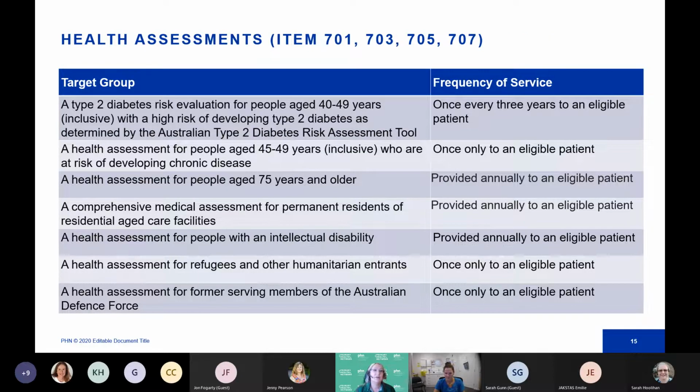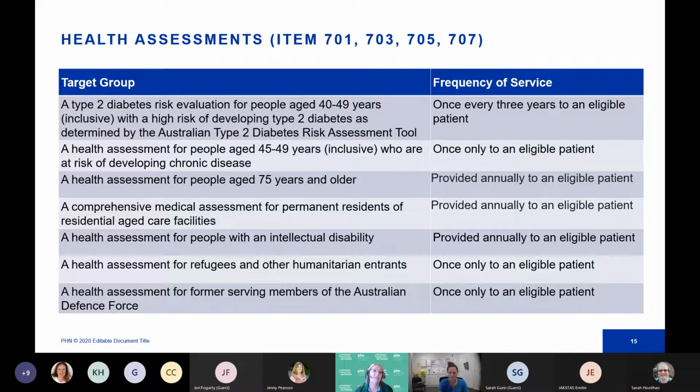Health assessments. So here is a list of your health assessments that you can claim. You have your type 2 diabetes risk assessment. That's done once every 3 years for eligible patients. For an eligible patient, I would be focusing on doing it at, say, 40, then again at 43, then at 46. And then you can do your next assessment, which is your 45 to 49, and I would be doing that at the 49 mark. That way you're maximising those 4 assessments.